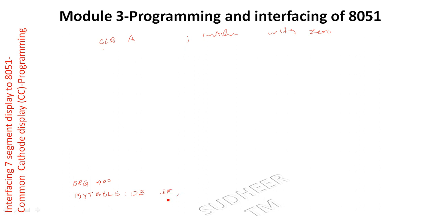code for 0. Then the second code is 06, code for 1. Then the code is 5B for digit 2. Then the code is 4F, this is for the digit 3. Then the code is 66 for digit 4. Then the code is 6D for the digit 5. Then the code is 7D for the digit 6.